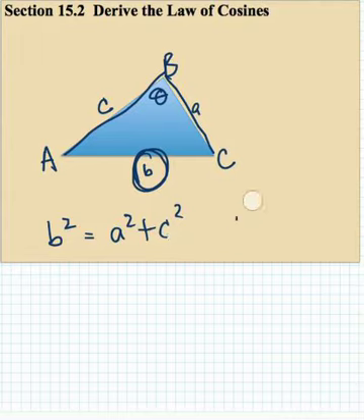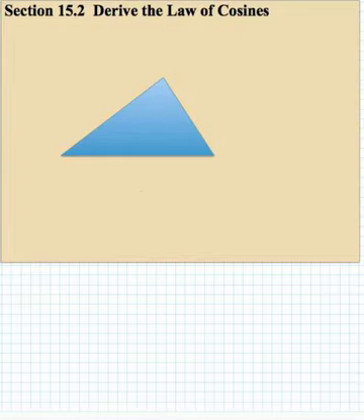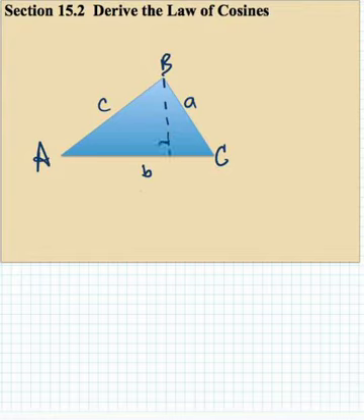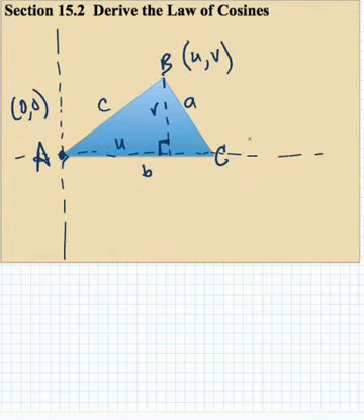To prove this, I'm going to redo this one more time. We've got A, B, C, little c, little a, little b. I'm going to drop an altitude right here, and let's say this height is v. Let's put our triangle on the coordinate plane. Can we do that? We can, right? The coordinates of A are 0, 0, and the coordinates of B are over U, and up V.